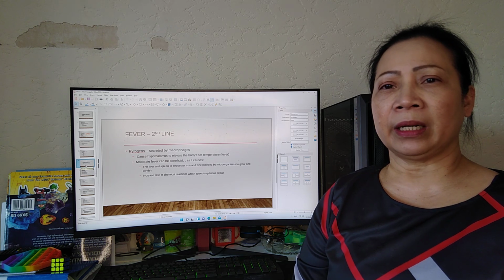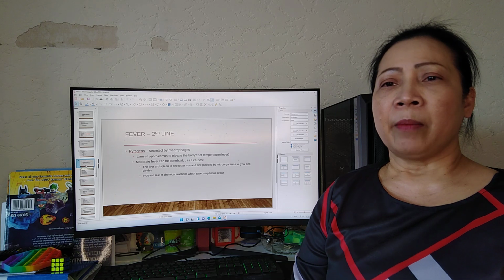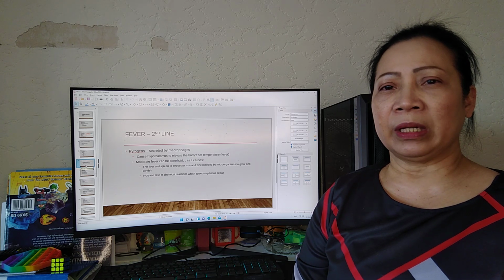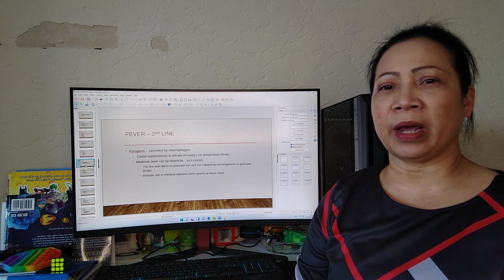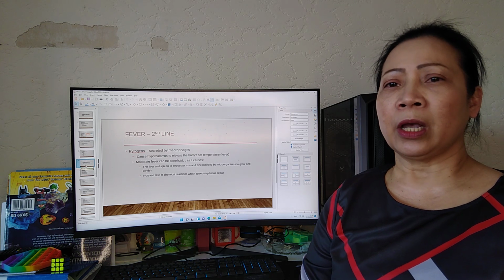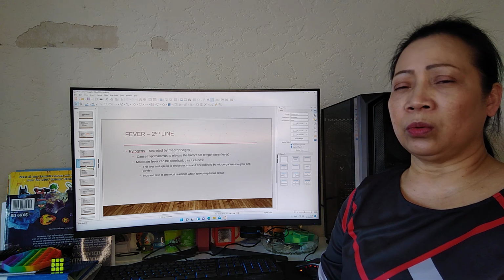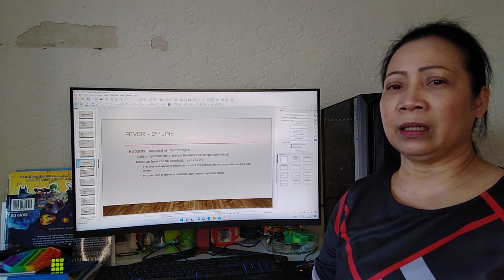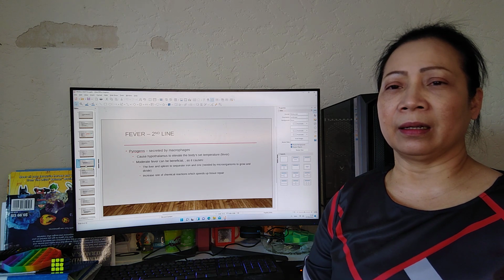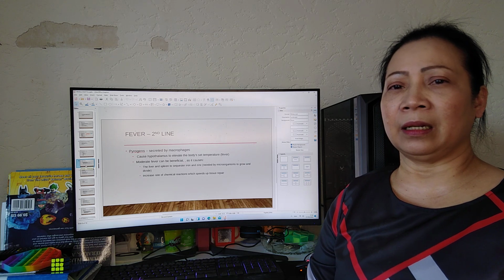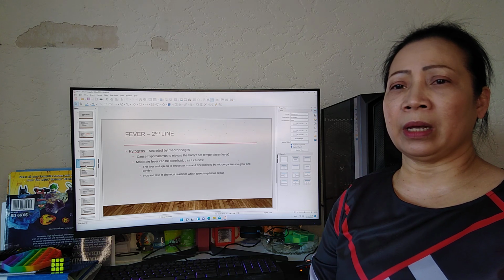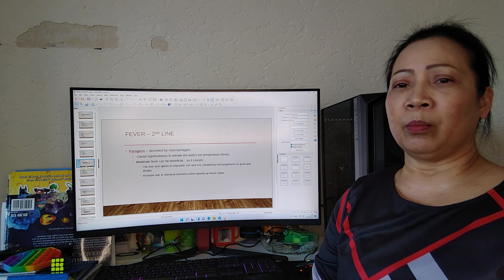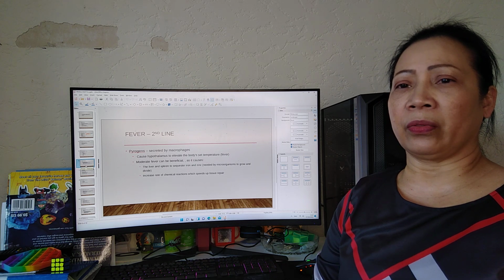A moderate fever can actually be beneficial because a little bit of increase in temperature can increase the rate of chemical reactions, which speeds up tissue repair. It can also cause the liver and the spleen to sequester iron and zinc. Iron and zinc are needed by microorganisms to grow and divide, so that will help prevent microorganism growth.